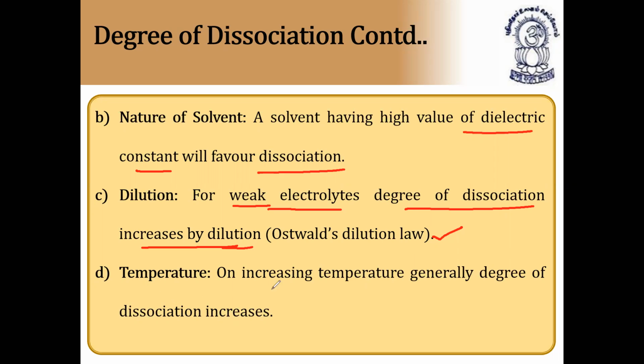Next, temperature. On increasing temperature, generally the degree of dissociation also increases. What is the degree of dissociation? It is denoted by the letter alpha.